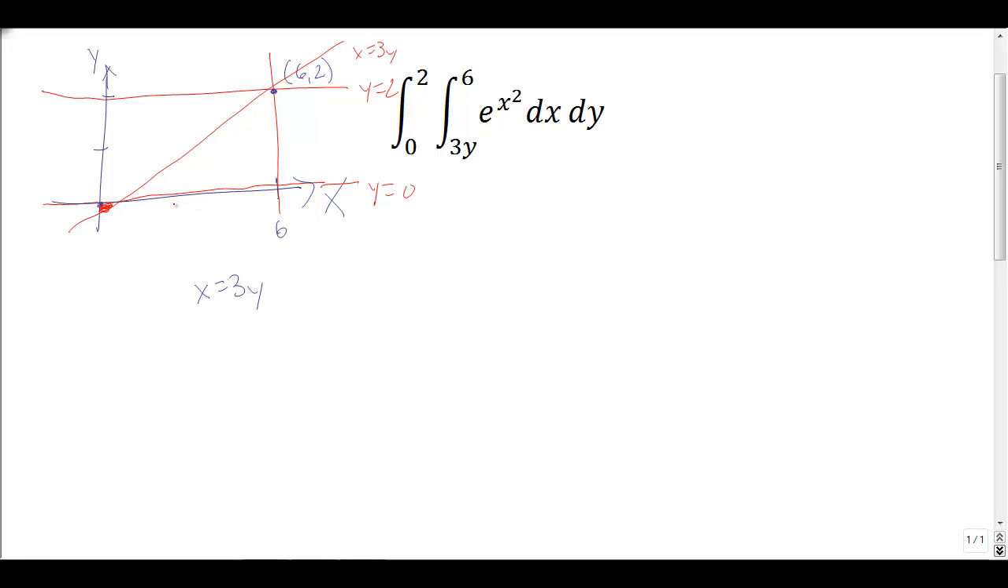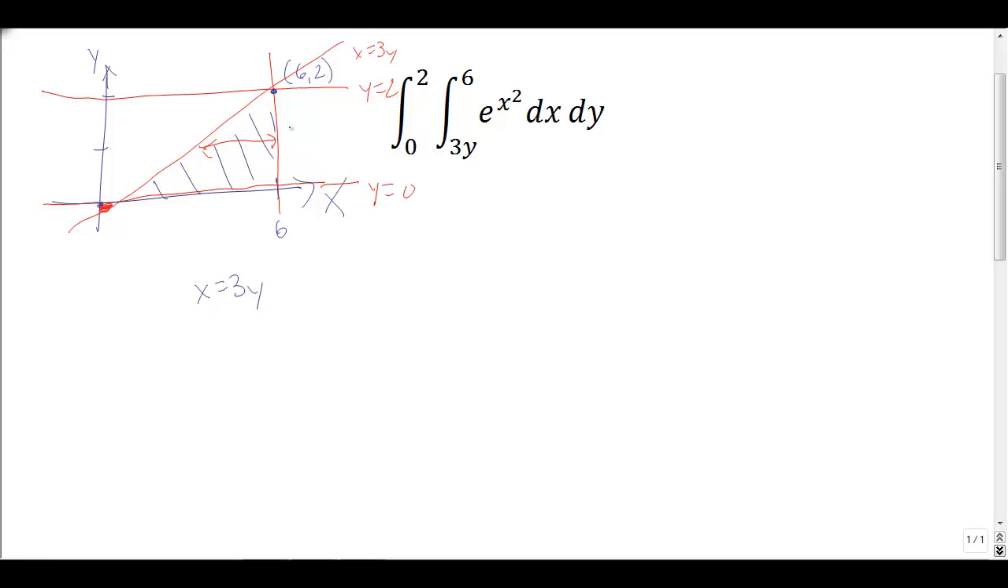So the region we're trying to integrate, we're going from 3y out to 6 in the x direction. So sort of a rectangle would look like this. I'll draw it as sort of a double-ended arrow. And so the region we're trying to integrate is this triangle down here.